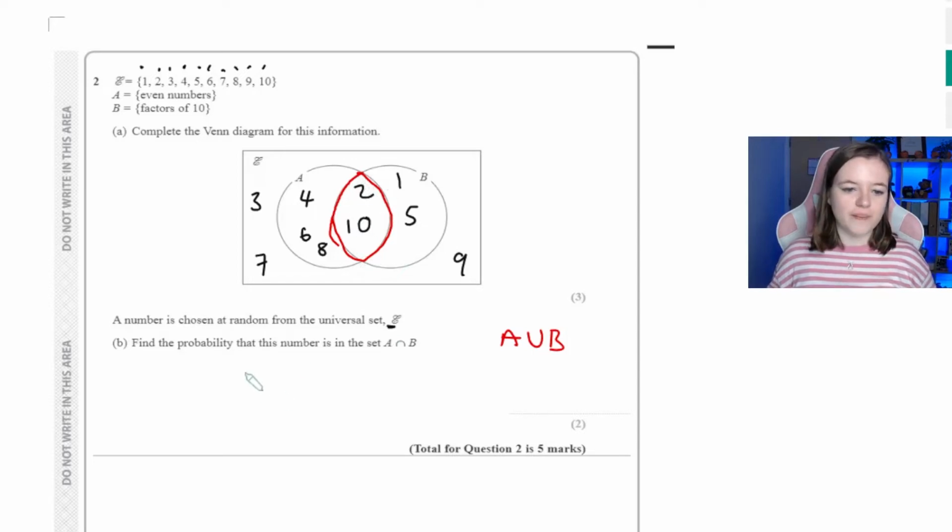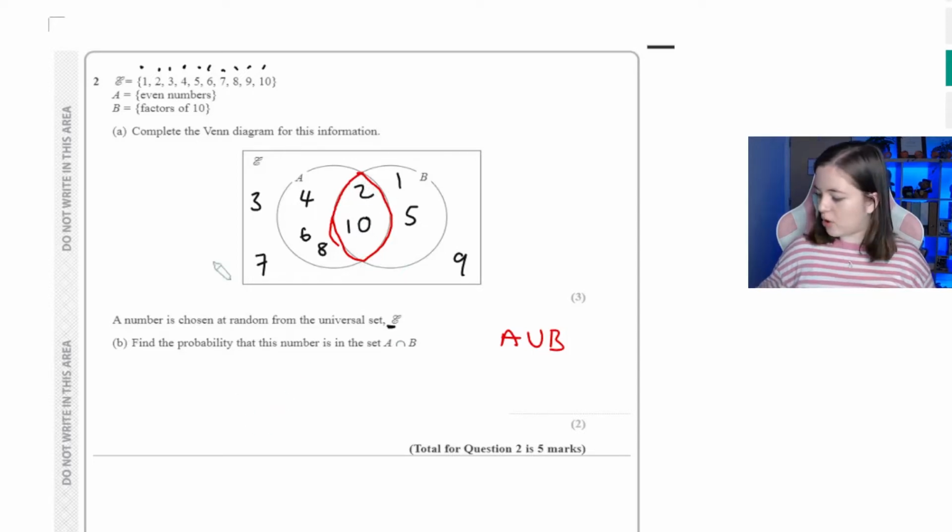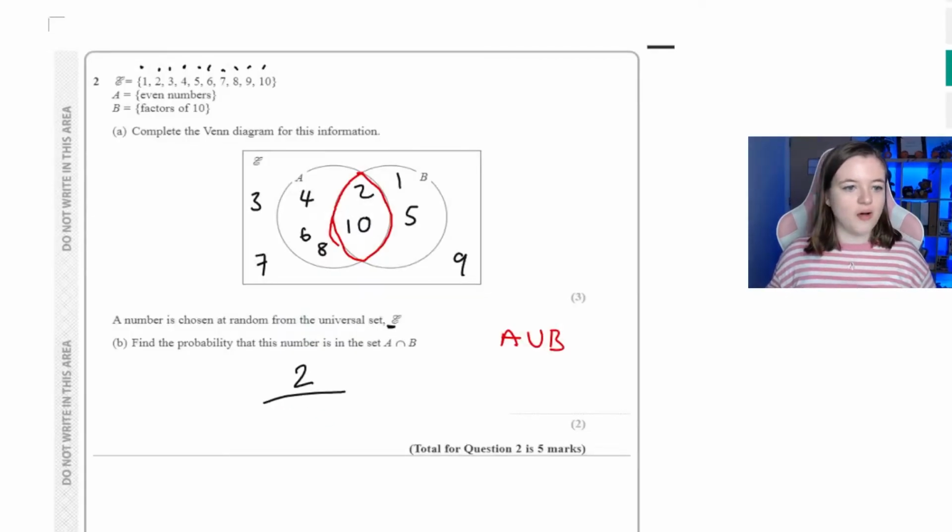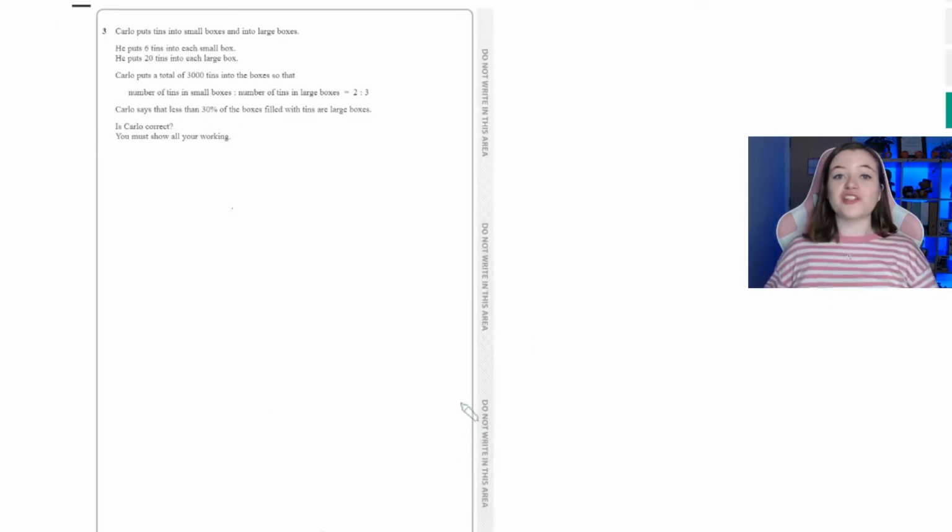So that's two numbers. Let me change my colour back to its usual colour. So that's two numbers out of the 10 numbers that were in here. So probability is 2 out of 10. You could simplify that to a fifth if you want to, but you don't have to. You don't have to simplify the probability, so you can leave it as 2/10 if you want. So yeah, that's that.